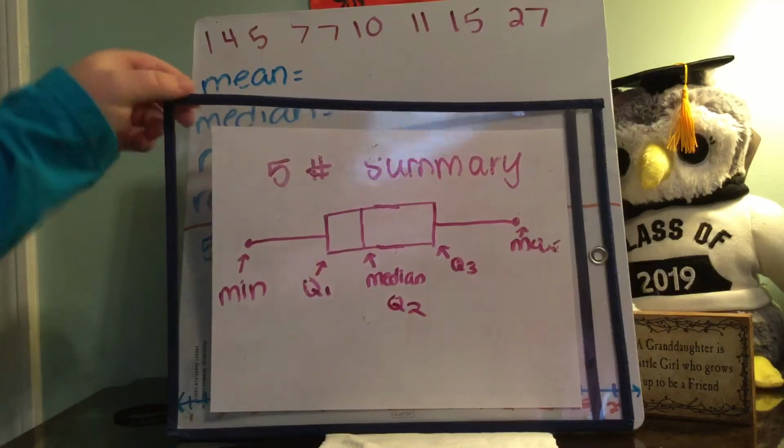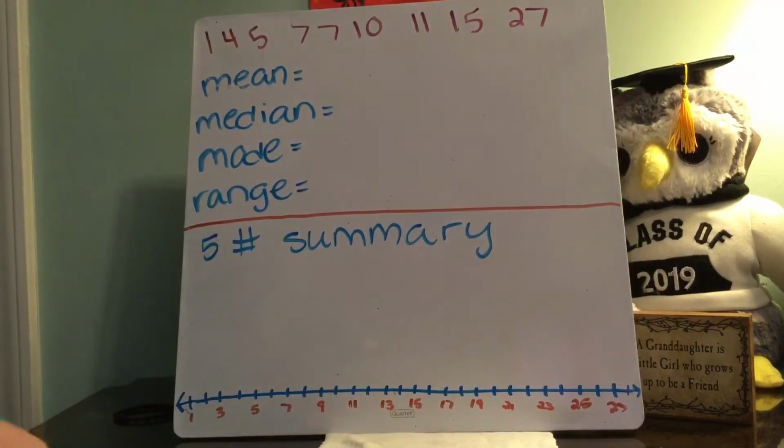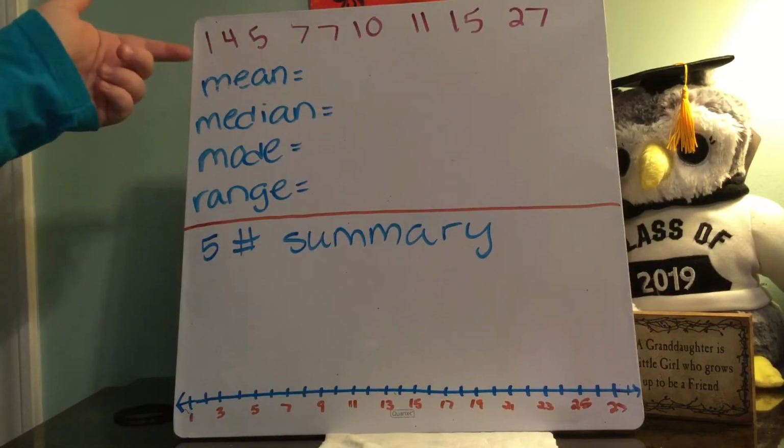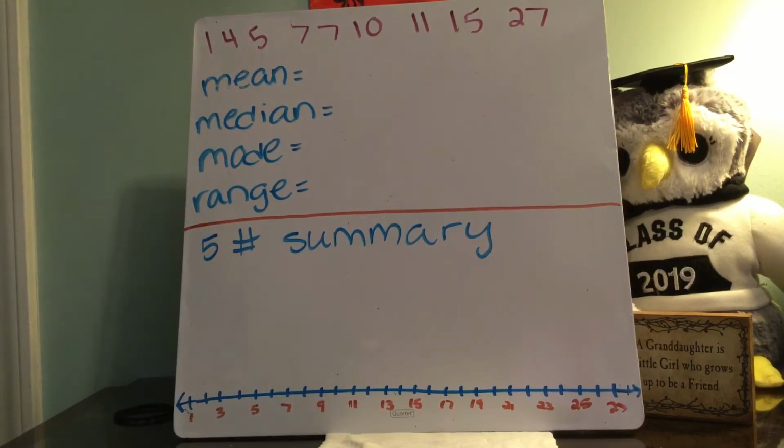So let's take a look at an example problem and see how we do. So I wrote a data set up at the top. I used 1, 4, 5, 7, 7, 10, 11, 15, and 27. Now, I already wrote these numbers in numerical order, but if they do not come in numerical order, that should be your first step. Write them from least to greatest and make sure you keep those repeating numbers next to each other.